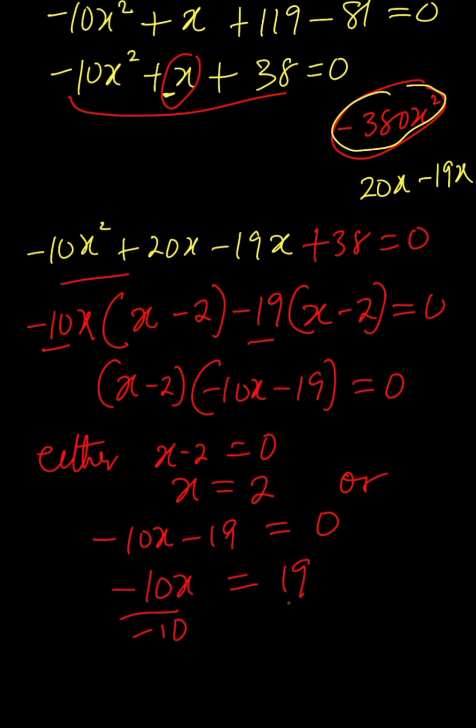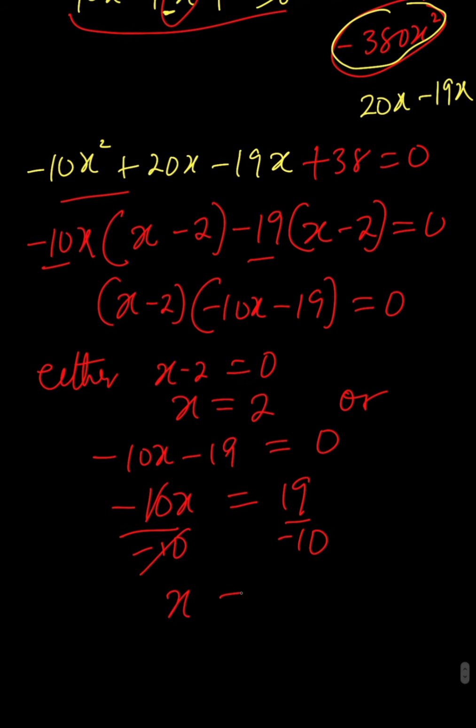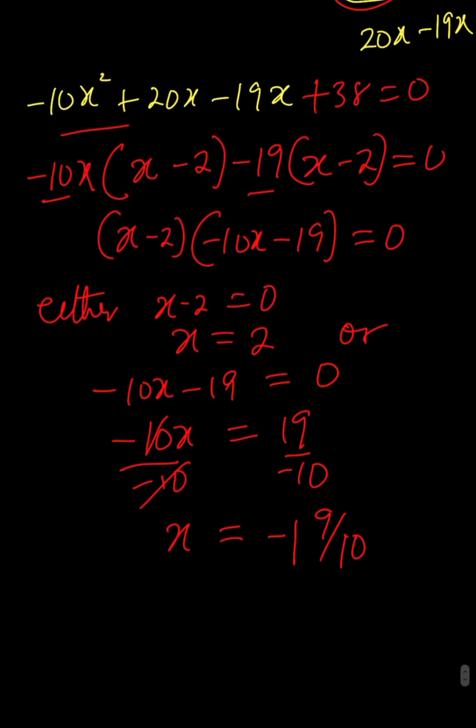Divide both sides by minus 10. We shall have that the value of x is equal to minus 1 and 9 over 10. Therefore, x is equal to 2, or x is equal to minus 1, 9 all over 10. So these are the solutions to this particular problem.